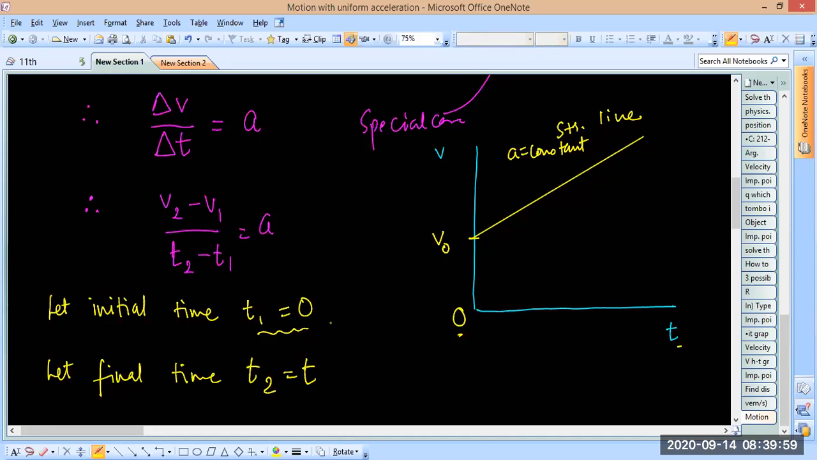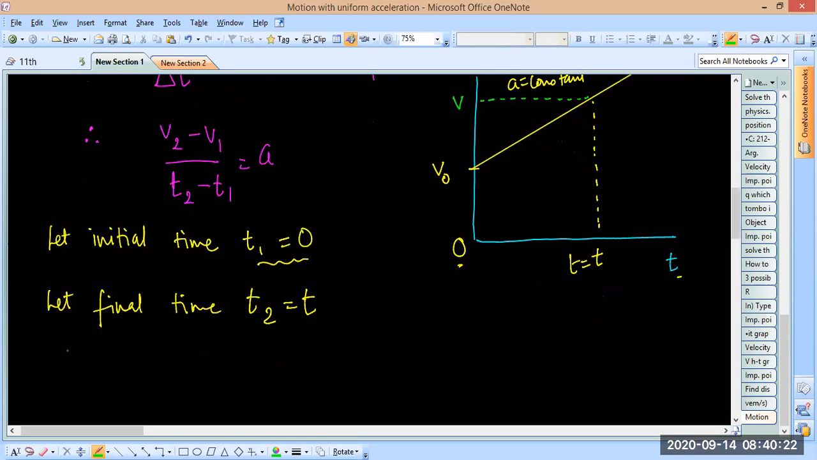So suppose here at some time t, time is equal to t over here. Now at that point, suppose the velocity is v. So this v and v0 are also very nice symbols.